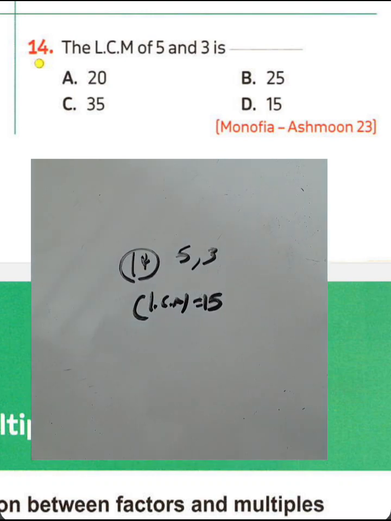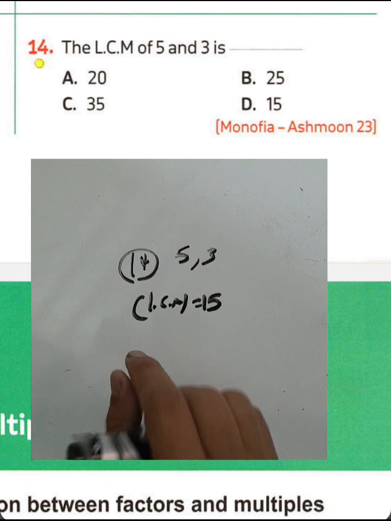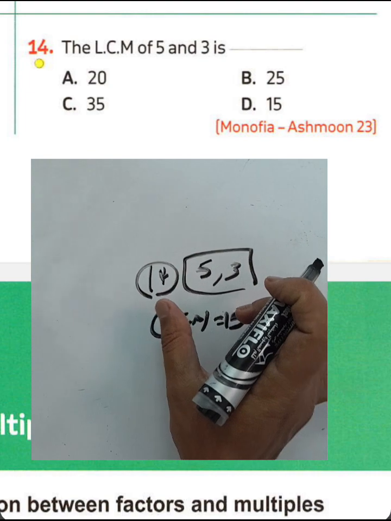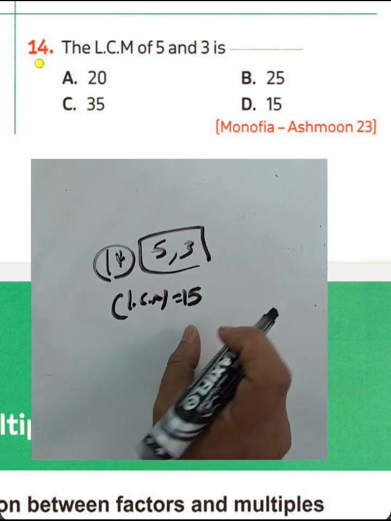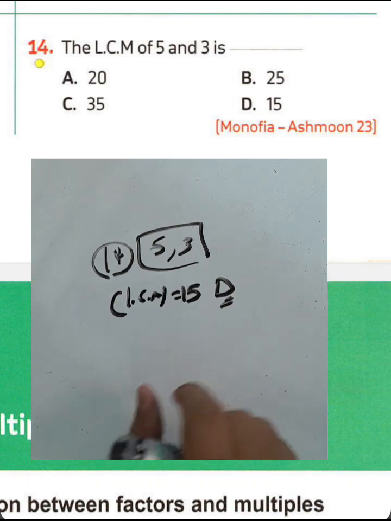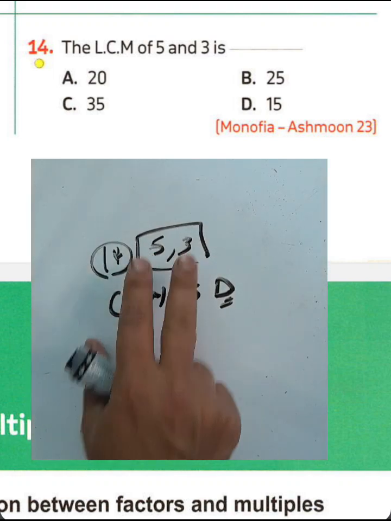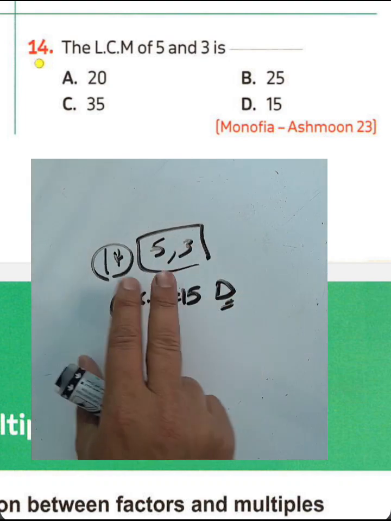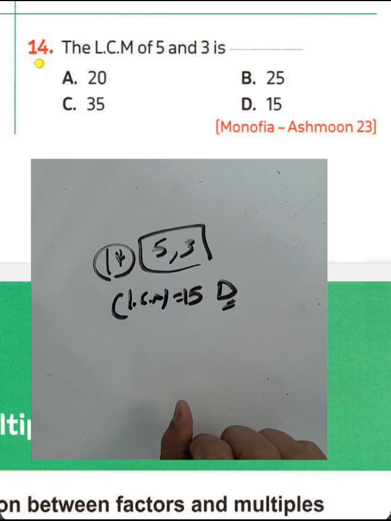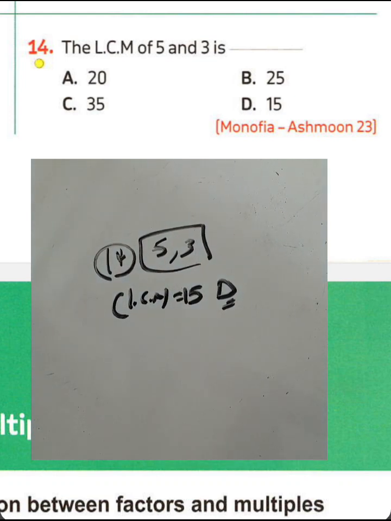But if you want to find the highest common factor between 5 and 3, it will be 1. The greatest common factor between 5 and 3 equals 1, and the least common multiple equals 15. Choose D. You must know the difference between least common multiple and highest common factor. If we have two prime numbers, the least common multiple is the multiplication of the two numbers, but the highest common factor between them will be 1, because any prime number has only two factors: it can be divided by itself and one only, such as 2. Okay.